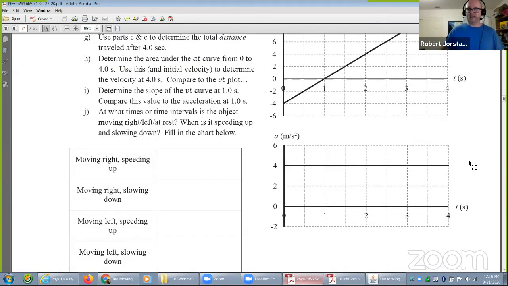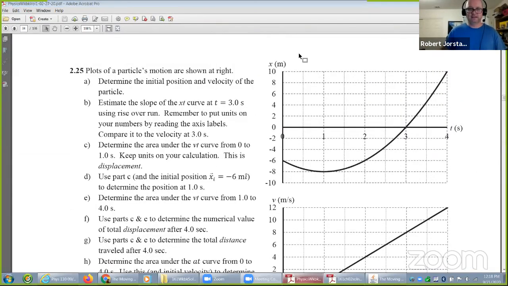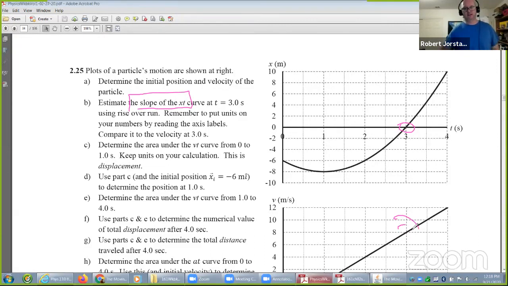So the idea is I gave you a set of graphs and you could compare the graphs. For example, in part B, estimate the slope of this and then compare it to down here. So you could estimate the slope right here and compare it to this value right there and see if they're the same, right? And all right, that's cool. So that's the problem that you might want to do to catch up. Let's call that good.